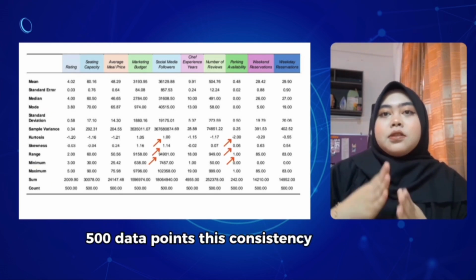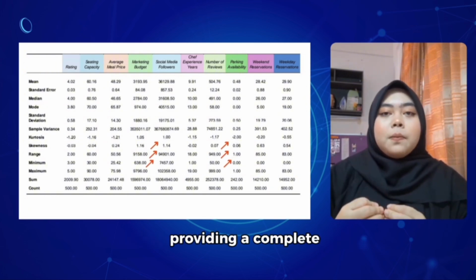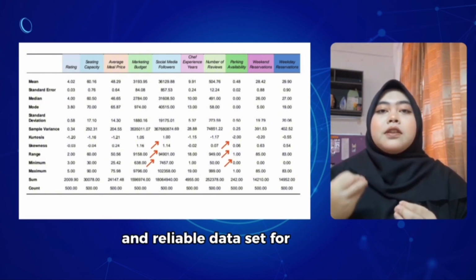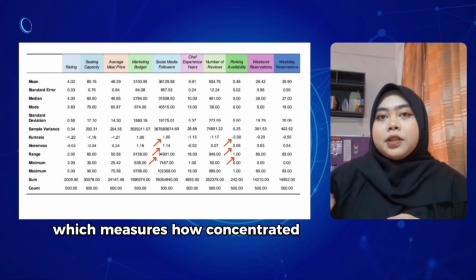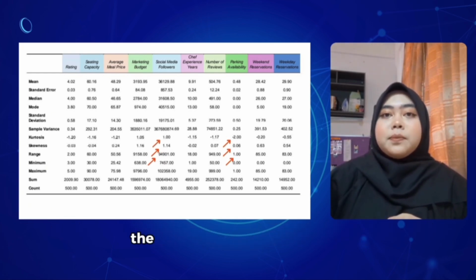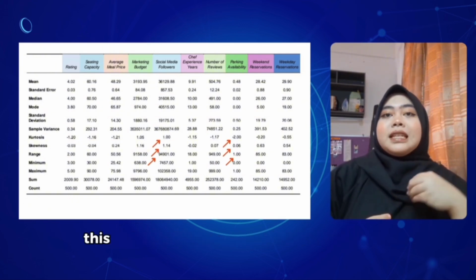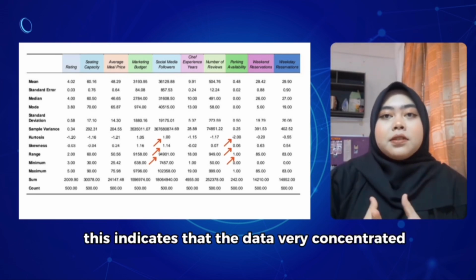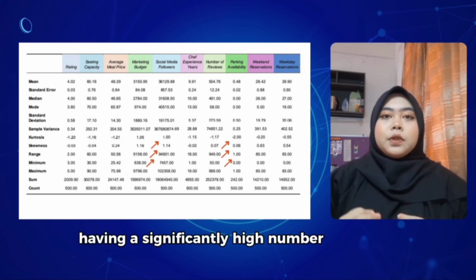This consistency ensures that every category is analyzed equally, providing a complete and reliable data set for evaluation. Next is kurtosis, which measures how concentrated the data is around the mean. Social media followers have the highest kurtosis value of 9.67. This indicates that the data is very concentrated, with a few popular restaurants having a significantly high number of followers.